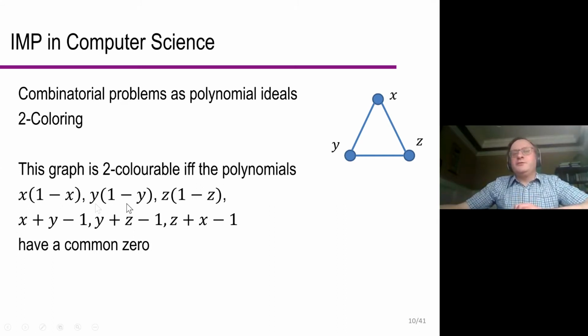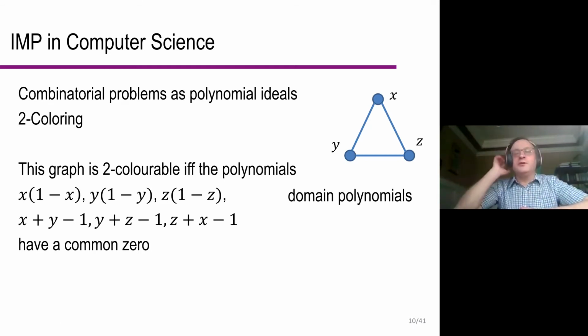So in some sense, the first batch of polynomials just tells me that I have to take x and y only from the set {0, 1}. Those are sometimes called domain polynomials, and I'm restricting the possible set of values for the variables in those polynomials. And finally, the second set basically tells me that the color, the value of every pair x, y, x, z, y, z, has to be different.